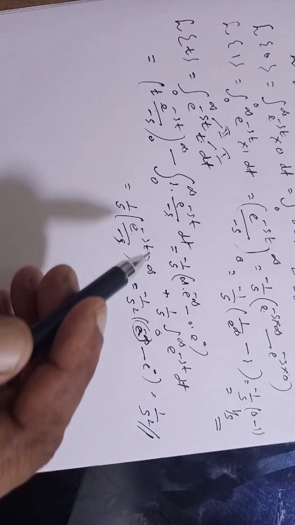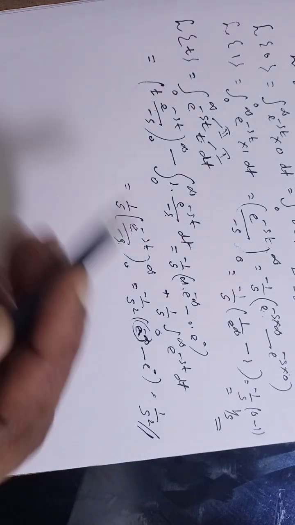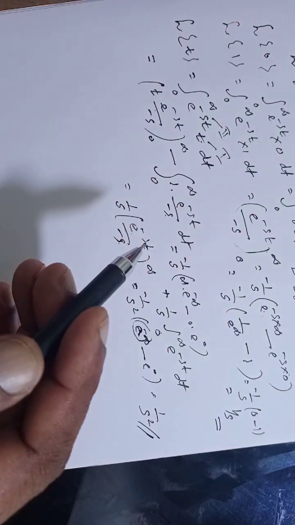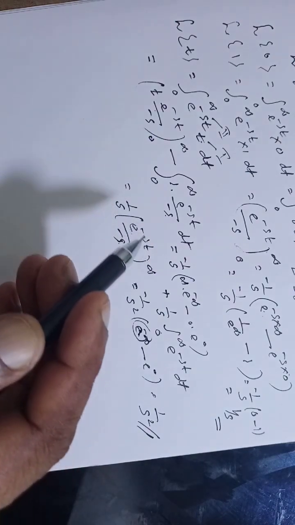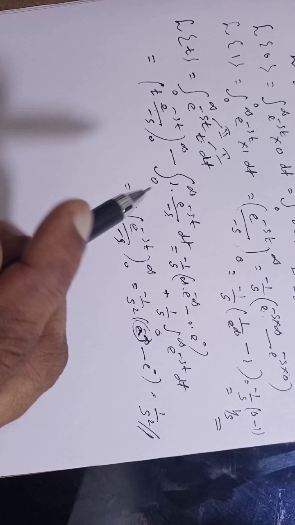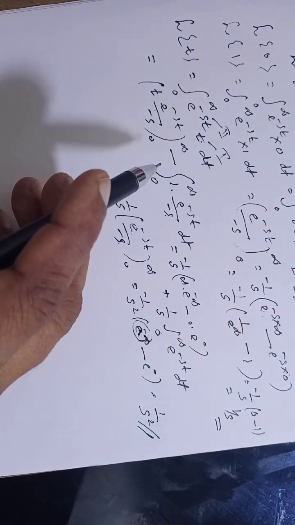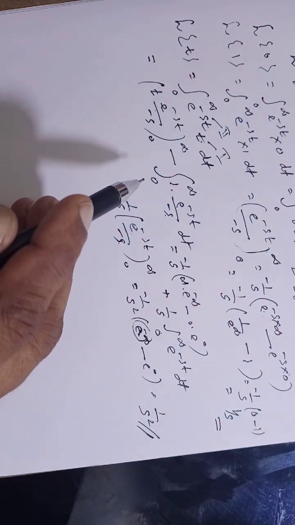This is a method to find the Laplace transform of any given function. The Laplace transform of some function may be asked, and the method is to use the formula L of f of t is equal to integral 0 to infinity e raised to minus st into f of t dt.